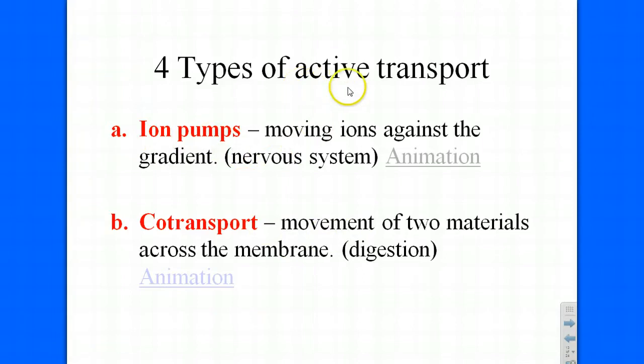Co-transport is another type of active transport that requires energy, and a good example of this is when we break down materials in our cells and digest them, and we want to transport them into a cell so we can either get the amino acids, so we can use the lipids, so we can use the sugars. Sometimes these materials have to be co-transported from low to high concentration.